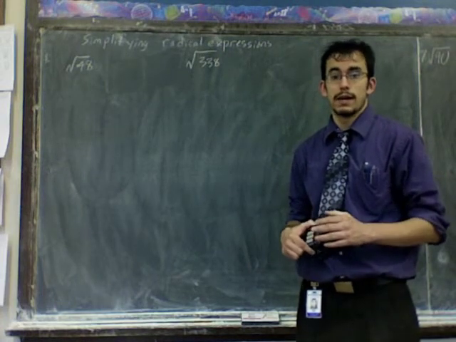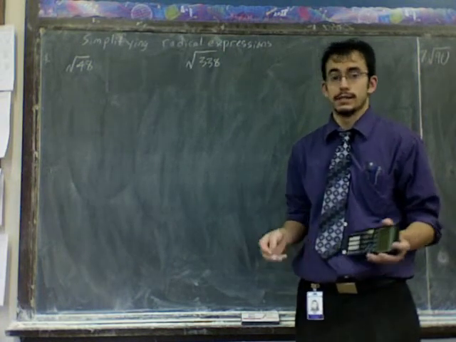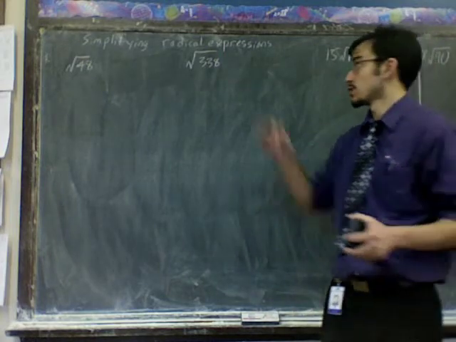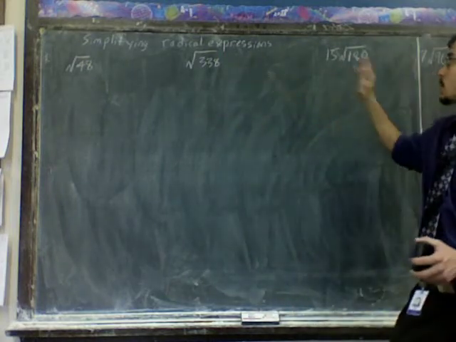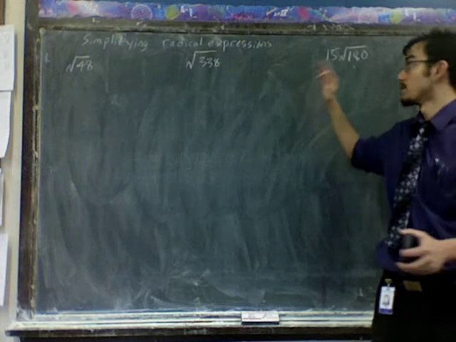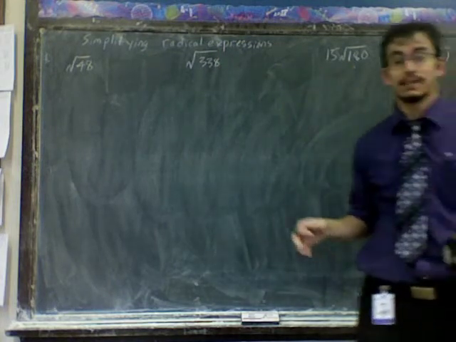Video on simplifying radical expressions. What we're going to see here is how to take a radical expression like the square root of 48 or the square root of 338 or the square root of 15 times the square root of 180. We're going to see how to simplify that.